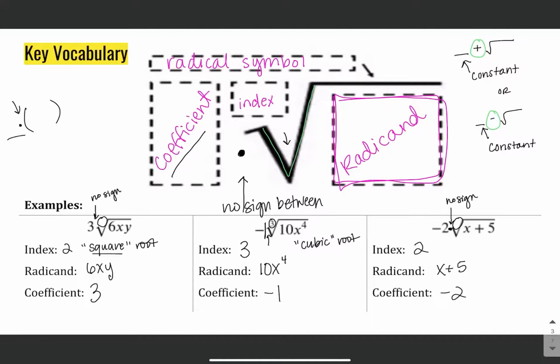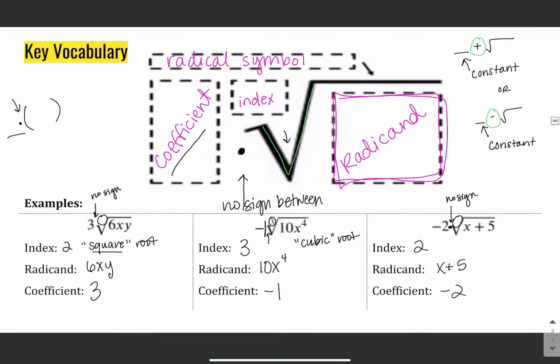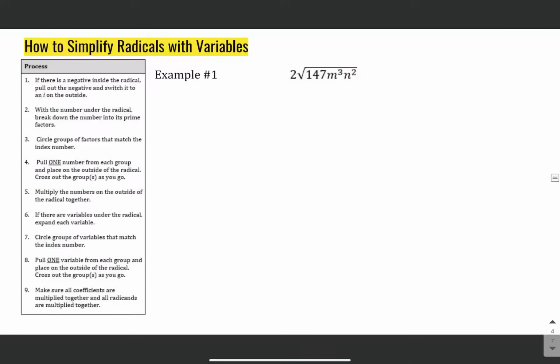So this is your basic vocabulary for radicals. Now, we've learned in the past how to simplify our radicals, and we're going to continue that process with this video. So let's look at those. All right, so if we're looking at this, well, this is looking a lot different because I've got not just a number underneath my radical, I've also got variables and exponents. So that's where we're kind of moving to, being able to simplify radicals that also have variables and exponents.